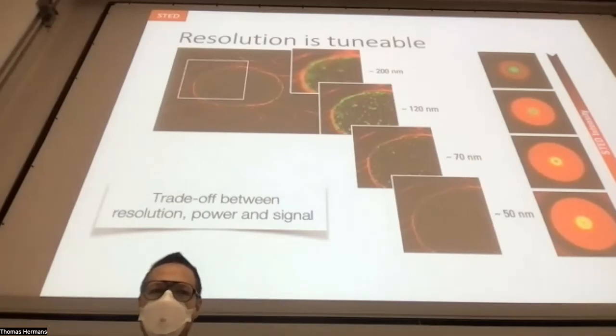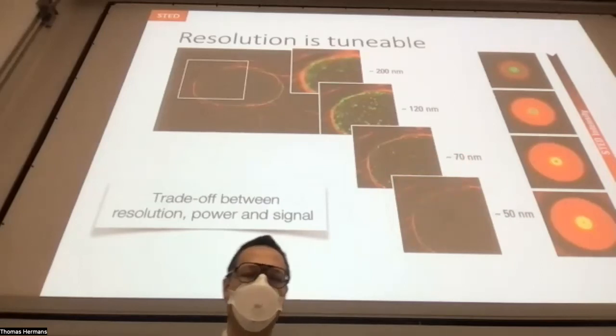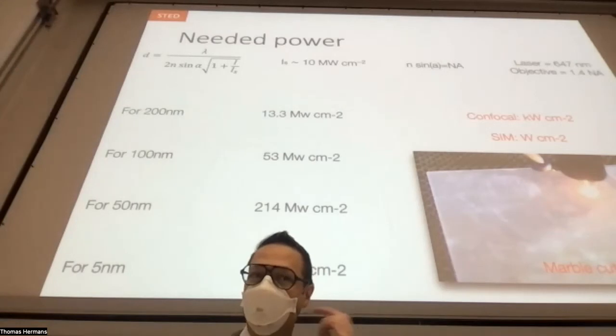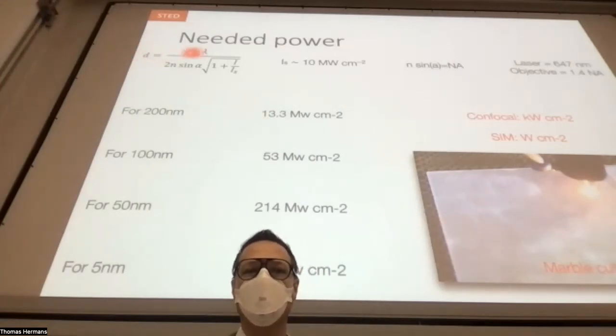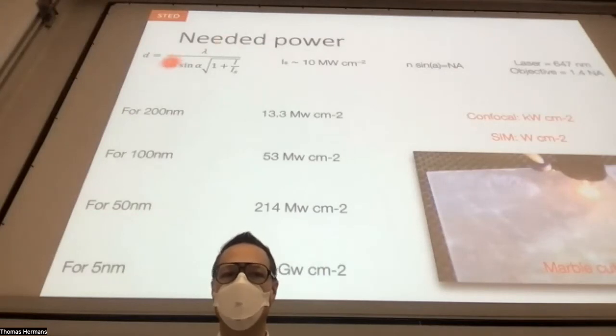Okay, the cool thing is that you can actually change the resolution by tuning the power of this depletion beam. If I increase the power of this donut around the excitation beam, I can go from a resolution of 200 nanometers, which is the normal confocal resolution, all the way down to 50 nanometers, which is much, much sharper. But there's, of course, a caveat in all this. The caveat is back to this equation: this is the resolution, with the wavelength of emission. This is all the same as the Abbe equation. And now we have this new term, which is the power of the excitation beam over that of the saturation of the depletion beam.